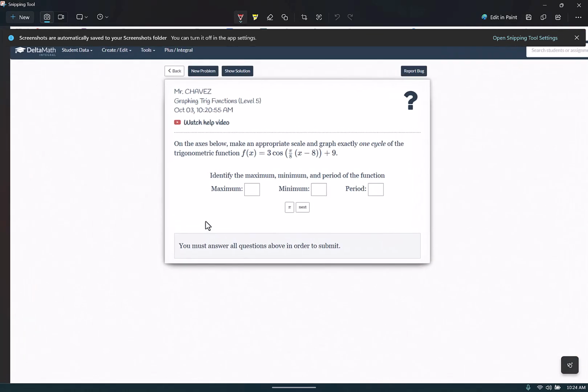So here we go. How to graph. It says on the axis below, make an appropriate scale and graph exactly one cycle. So that means they want to see, you've got to tell them what the period is, right? The trigonometric function, notice it's a cosine, so I'm going to start with a peak.